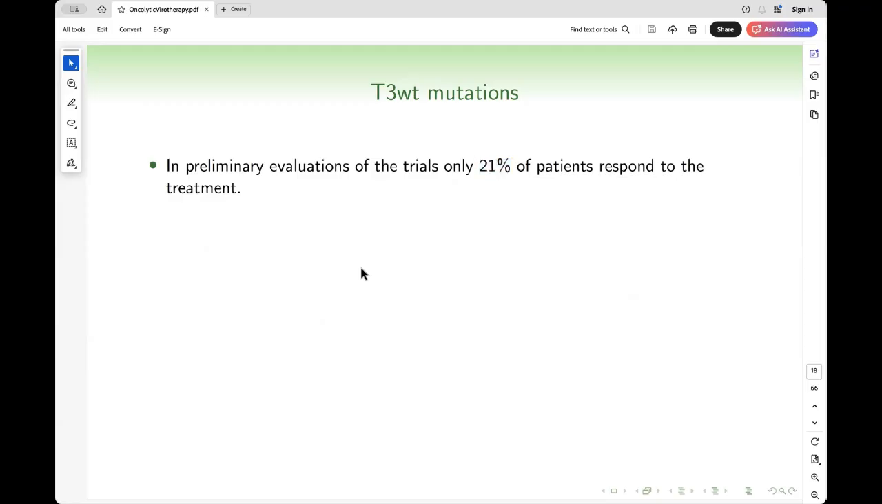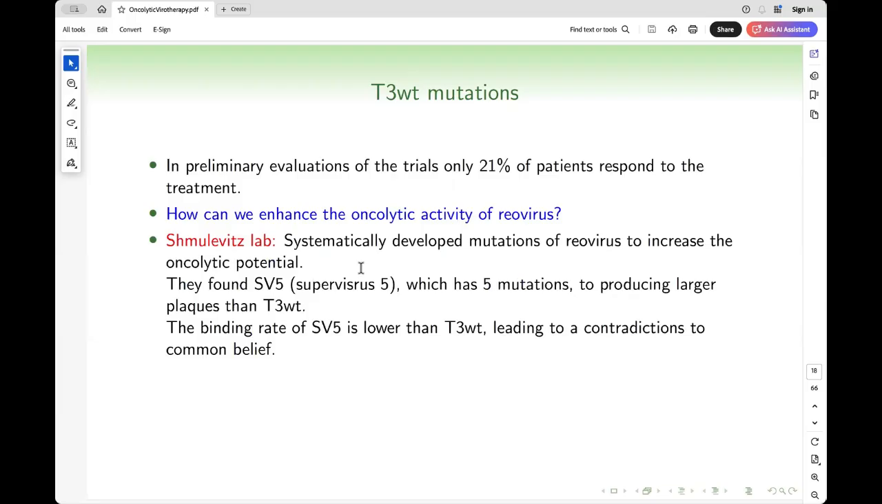So the question is, can we maybe enhance the oncolytic activity of the reovirus? Can we maybe make it bind better or diffuse faster or grow quicker? Or is there anything we can do to maybe find a better virus? And this is the question which Maya Shmulevitz in her lab is looking at. So they systematically develop mutations of the reovirus to increase the oncolytic potential. And they found a particular candidate which they call SV5. They call it supervirus 5 because it has 5 mutations.